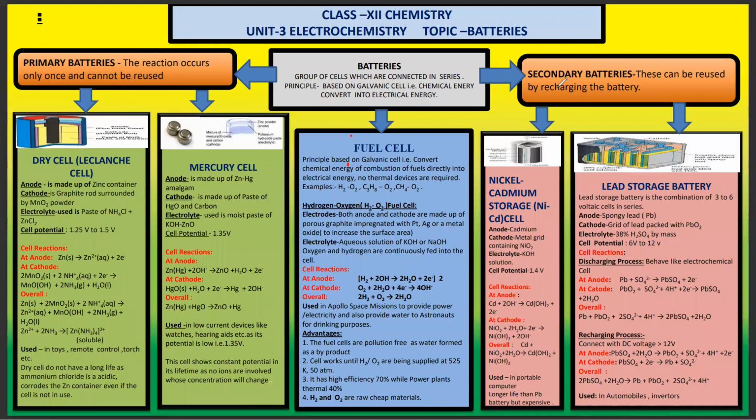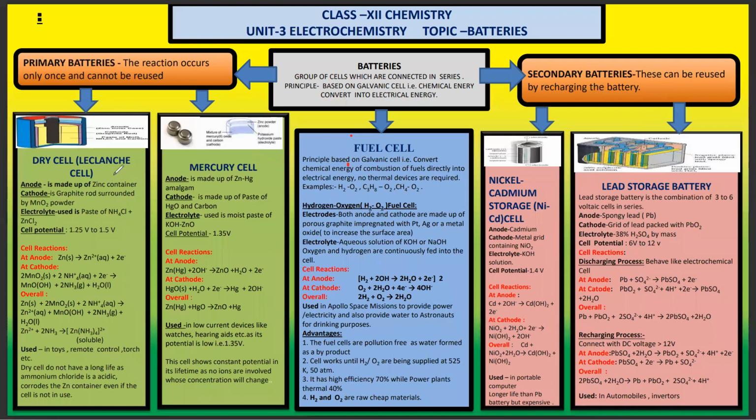Right. So batteries are of two types. One is primary, in which there are two examples, dry cell and mercury cell. Secondary battery, which can be reused by recharging. And the examples are nickel cadmium and lead storage. And one more example we have discussed, fuel cell.